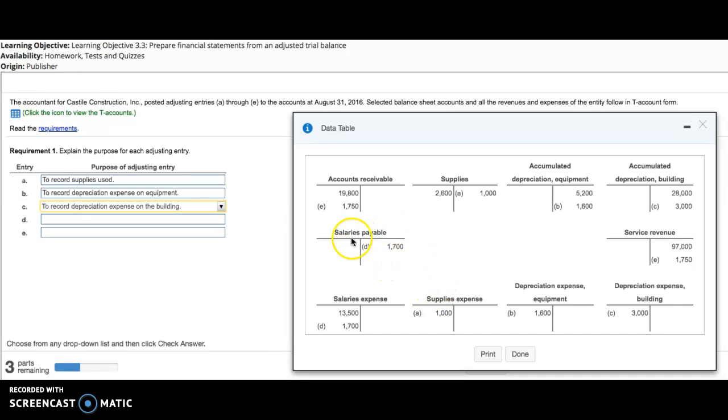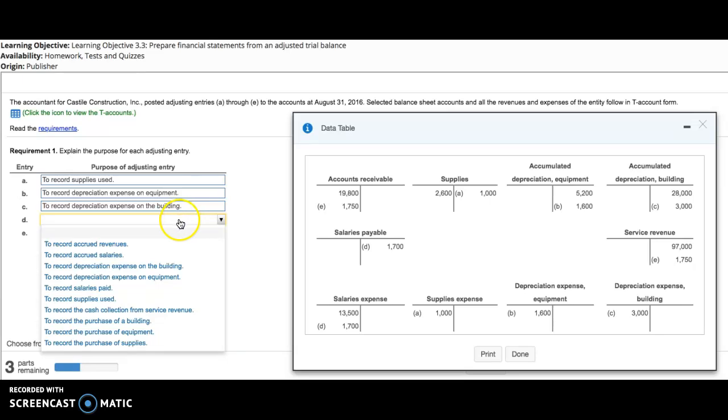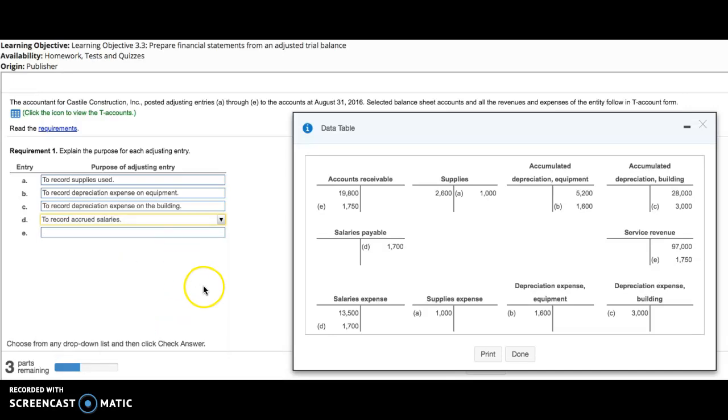So D is going to be salaries payable, right? 1,700. So what are we trying to do? We're trying to record the accrued salaries. So the salaries for this period that have accrued, right? Let's see here. To record accrued salaries. I can't see it. There we go.